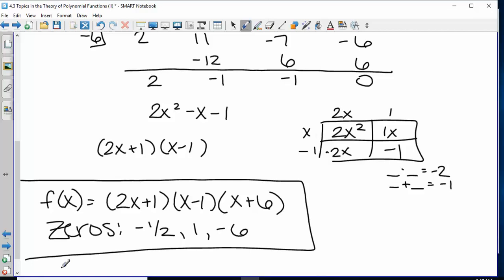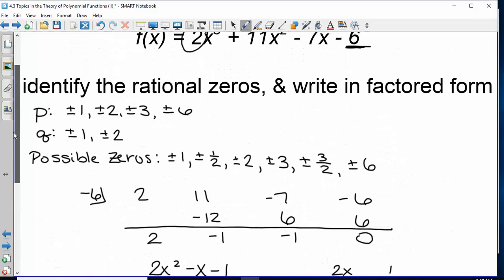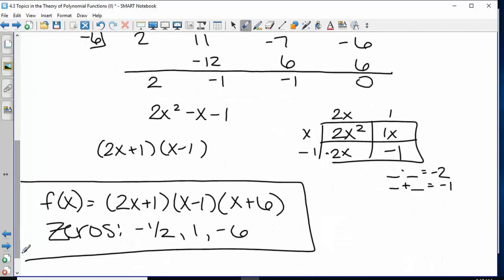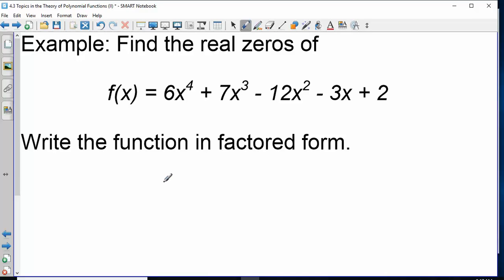If you look at our final answer, our zeros were -1/2, 1, and -6. Were all of those on my list of things that could work? Yeah. And so that's a good check as well. Okay. Questions here? So we're just going to do some more.